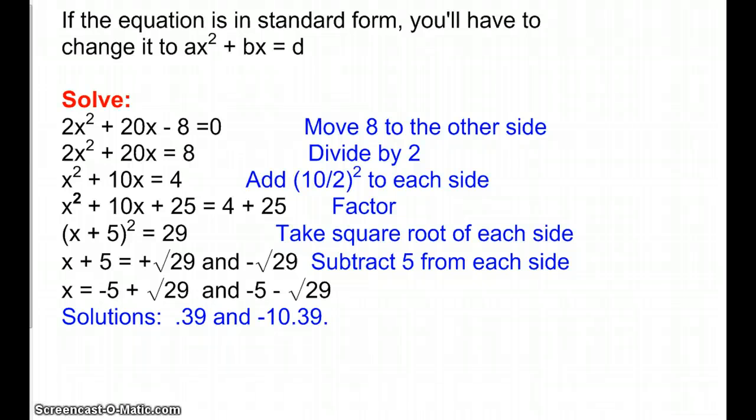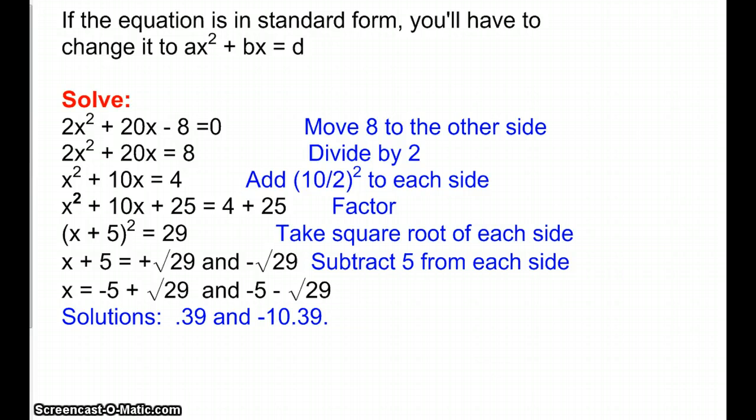If the equation is in standard form, remember what standard form is, ax squared plus bx plus c, or in this case d, you have to get that constant on the other side. So you have to change it to ax squared plus bx equals d. Always move the number over to the right-hand side. So if we're going to solve this one, and this is probably one of the more difficult problems, you take 2x squared plus 20x minus 8 equals 0. The first thing we need to do is move 8 to the other side. So we have 2x squared plus 20x equals 8. It's now in the form it needs to be in.